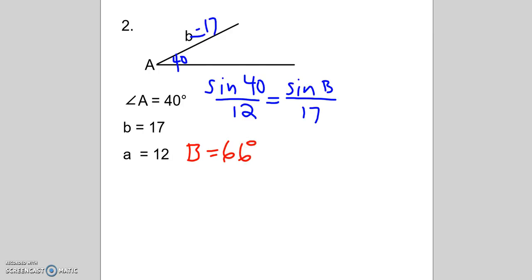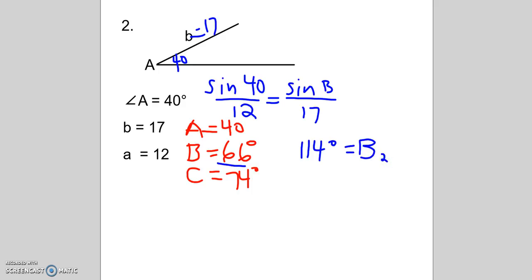Okay, so from there we can figure out the third angle. So we already know that A equals 40 from our given information, and then let's figure out what C equals. We know that's going to be 74 degrees. So once we get to this point, we need to stop and check if there's another triangle that could exist, and the way we're going to do that is see if the supplement of the angle that we solved for, so angle B, is small enough so that another triangle could exist. So we're going to find the supplement of B, which we know would be 114 degrees. So let's say that equals B2.